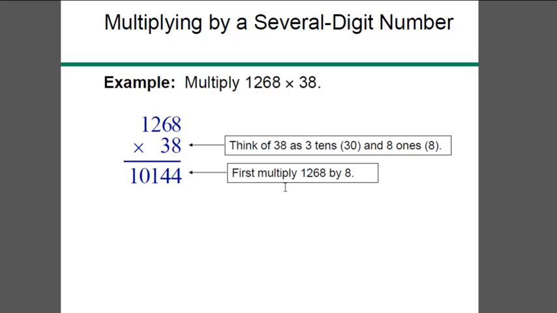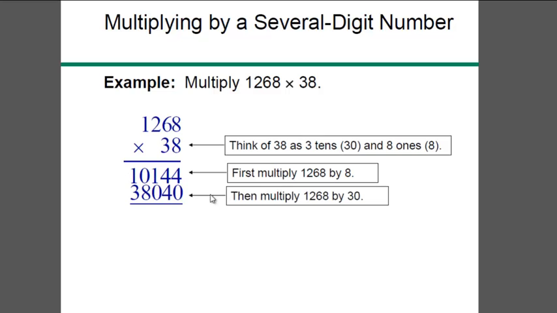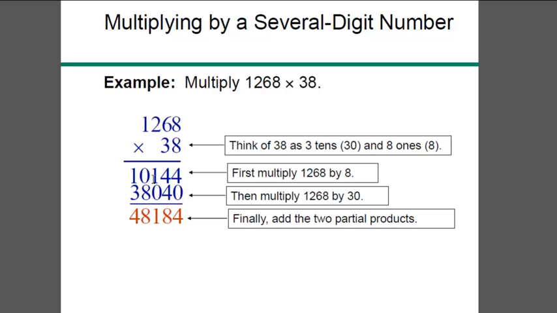I'm not finished yet. Now, I want to multiply each number by the 30. Basically what it's doing is bringing down a 0 in this first digit, and then multiplying a 3 by each number. When I do that, I get 38,040. Finally, I add my two partial products, and my result is 48,184.